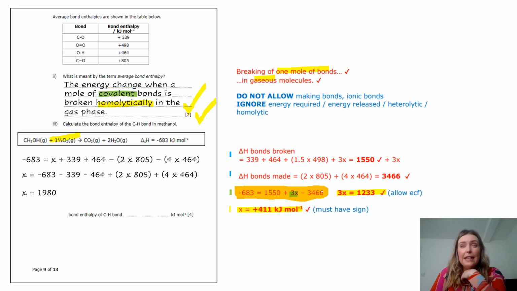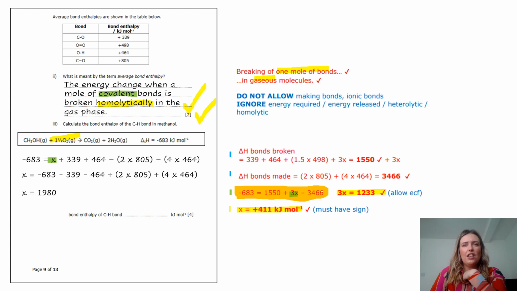Okay, this is a really, really common mistake. People get hung up on all the bonds in the methanol, and they do carbon dioxide and water, and they completely forget about the 1.5 O2. So that's what my students have done here. The other thing that they've forgotten is the 3x. So they wouldn't achieve the final mark.